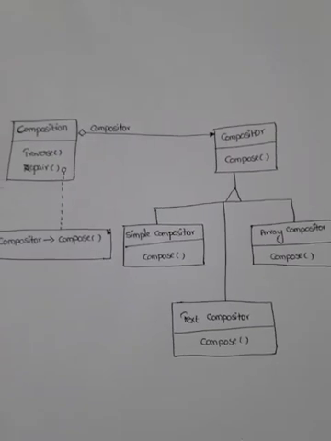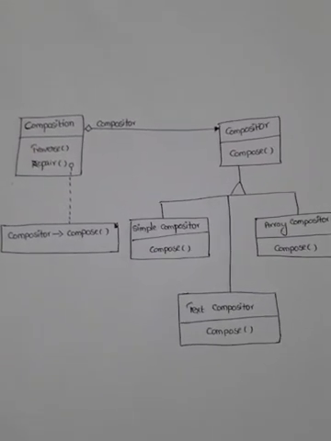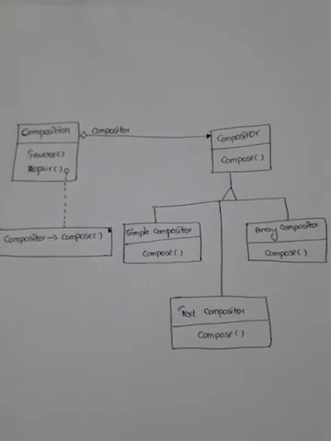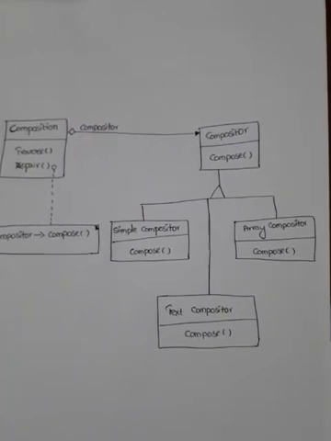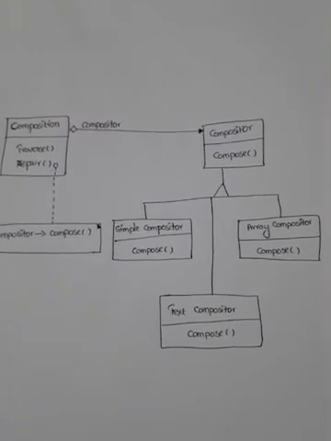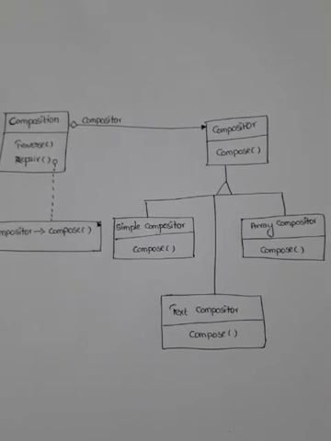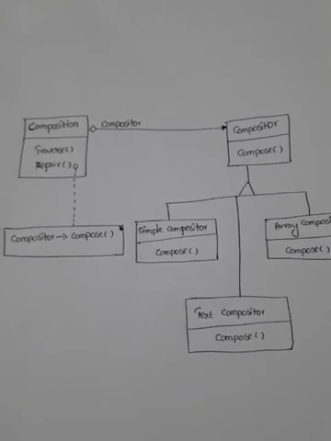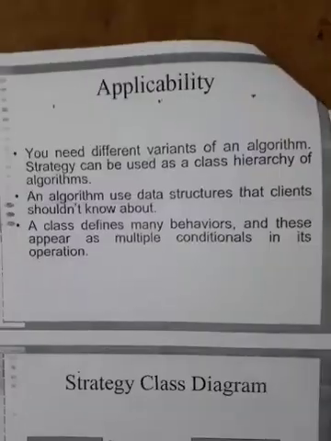This is one example using a class diagram, by considering a class and its subclasses, composition and compositor. In that compositor, we are going to see the different types of subclasses which are used for breaking the lines in different conditions. This is one of the examples. Let us see the next template of the strategy pattern, that is applicability.